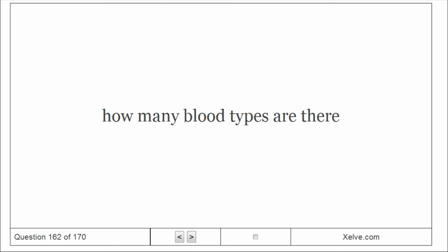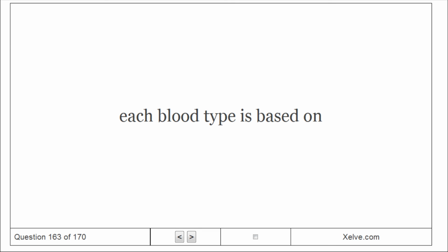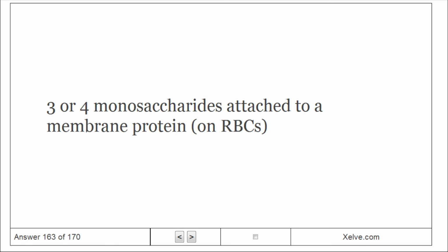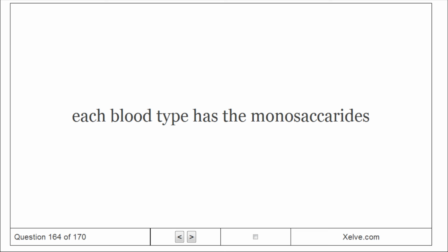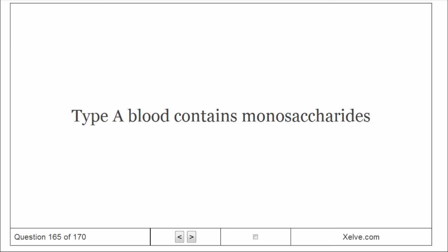How many blood types are there? 4. Each blood type is based on 3 or 4 monosaccharides attached to a membrane protein. Each blood type has the monosaccharides galactose, fucose and N-acetyl-D-glucosamine.